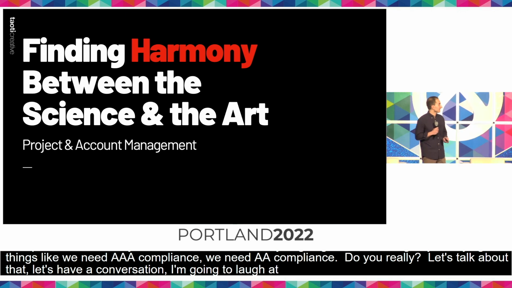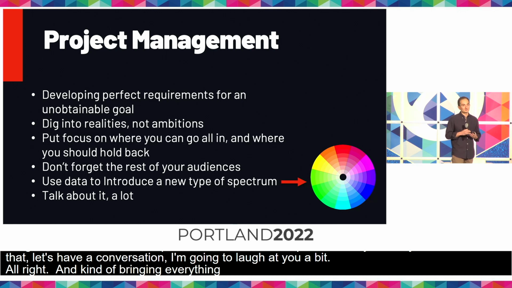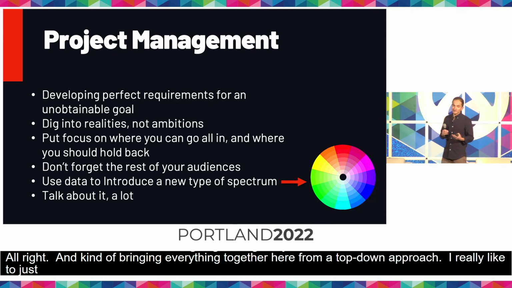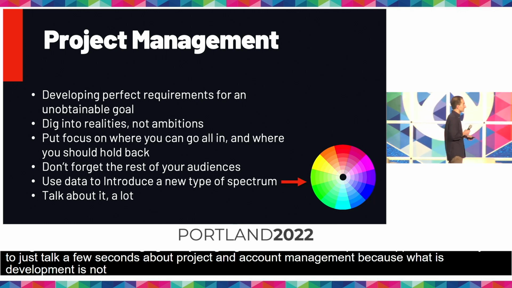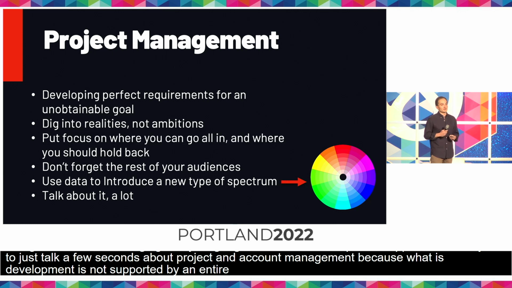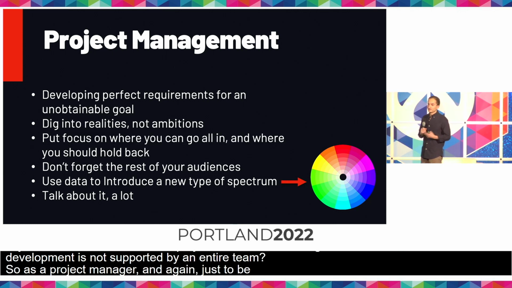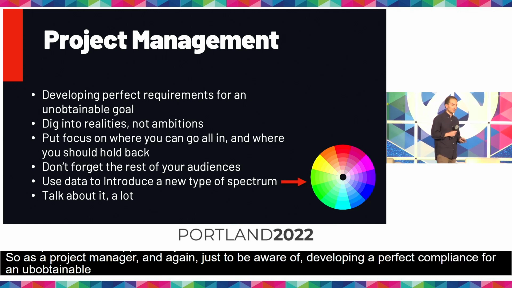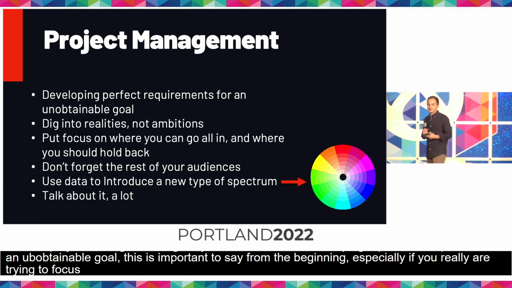All right, and kind of bringing everything together here from a top-down approach. I really like just talking for 2 seconds about project and account management, because what is development if not supported by an entire team? What is creative if not supported by a team? So as a project manager, and again, just to be aware of, developing perfect requirements for an unobtainable goal. This is important to say from the beginning, especially if you really are trying to focus on AAA compliance. Making sure that your team knows that this is a safe space.